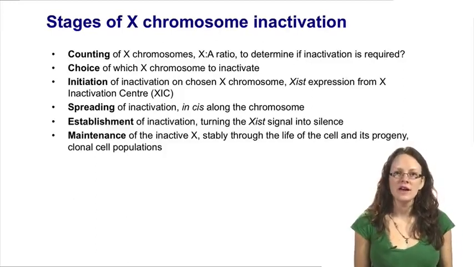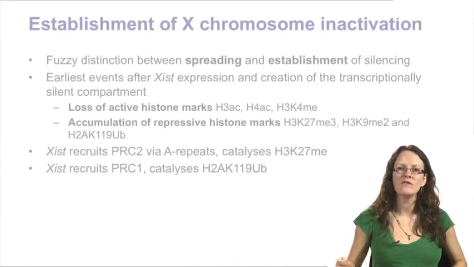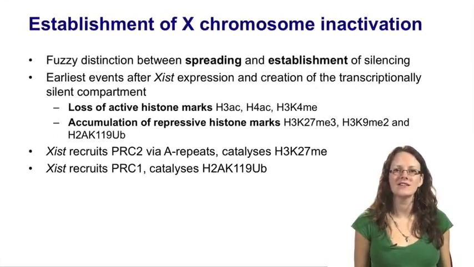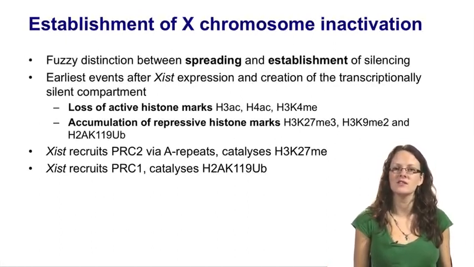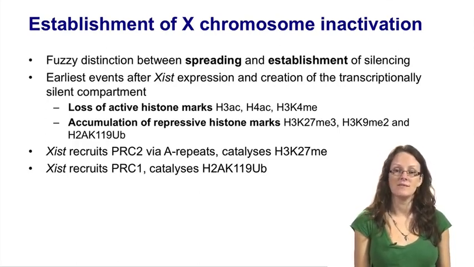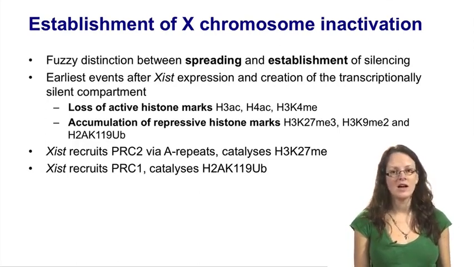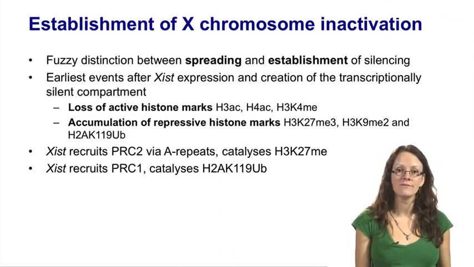Okay, so we've been through counting, choice, initiation and spreading of X inactivation, and now we're going to consider how silencing is established. Now, there really is quite a fuzzy distinction between the spreading of X inactivation and the establishment of silencing, or the establishment of X inactivation. So keep this in mind. There probably aren't two distinct mechanisms. But some of the earliest events after Xist is expressed and the establishment of a silent nuclear compartment are the alterations in the epigenetic marks that are found on the inactive X chromosome.